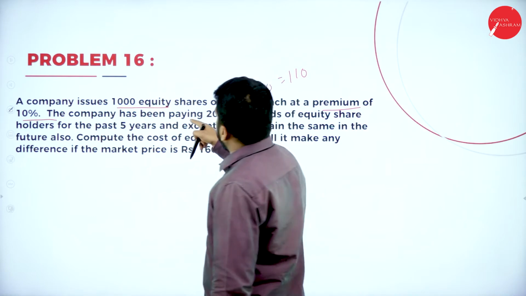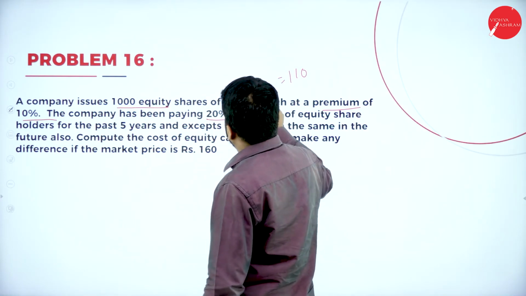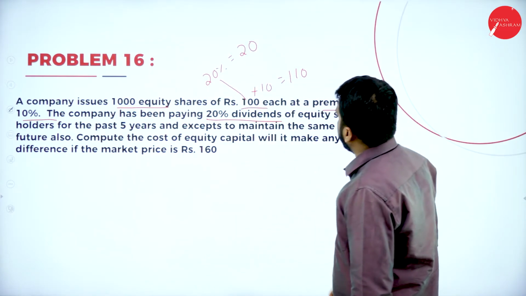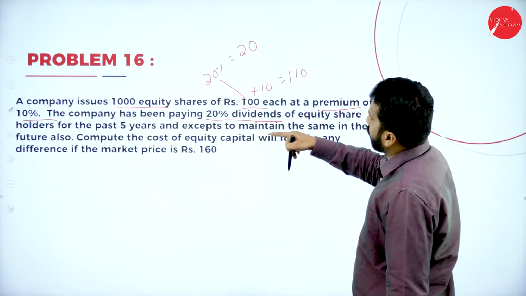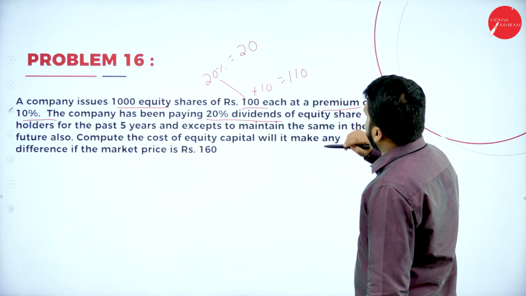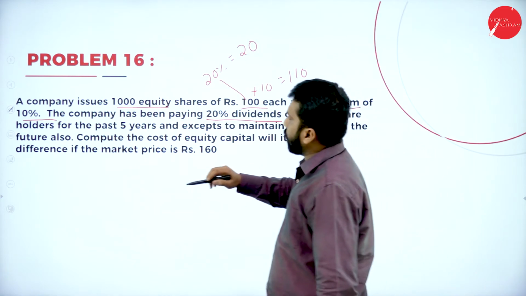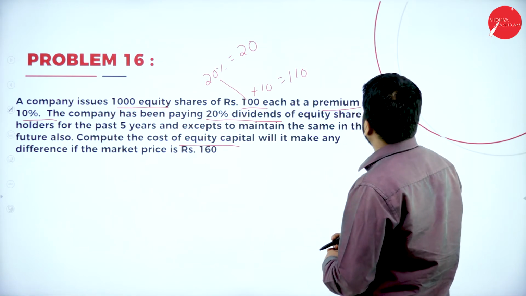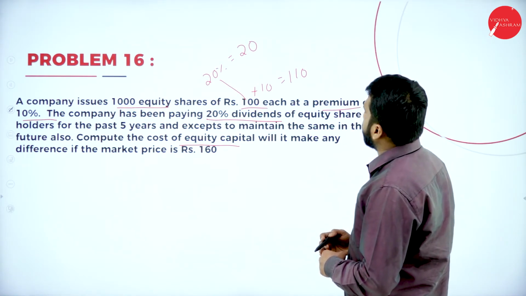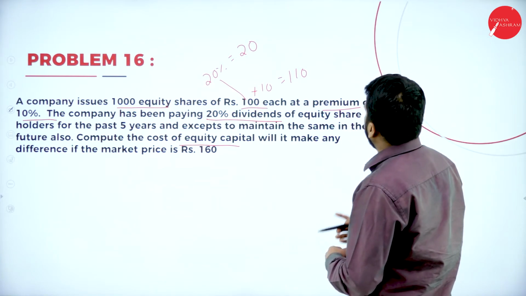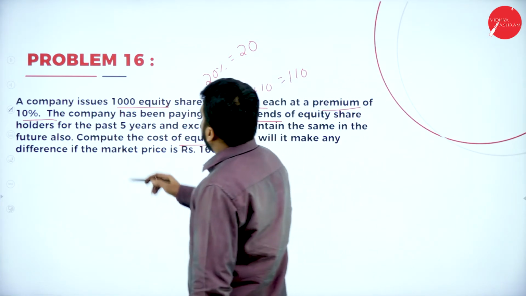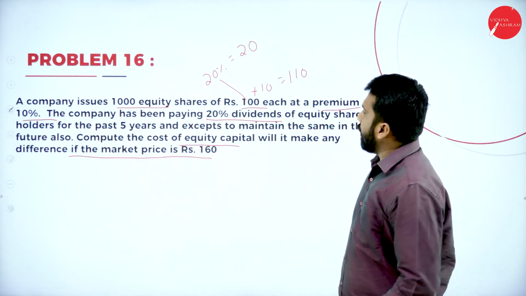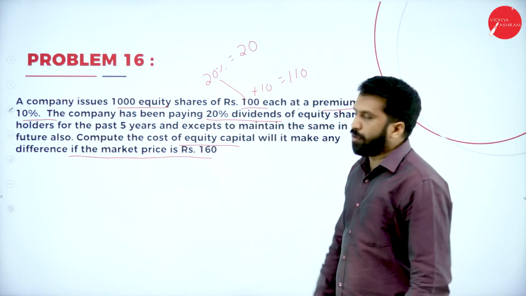Now, the company has been paying 20% dividend. On 100, 20%. How much is it? 20. Now, the equity shareholder holds for 5 years and expects to maintain the same in the future also, compute the cost of equity. Is there anywhere a growth percentage? They have not mentioned growth anywhere. Is there any difference if the market price is 160? Now, you have to do it for 110 and you have to do it for 160.